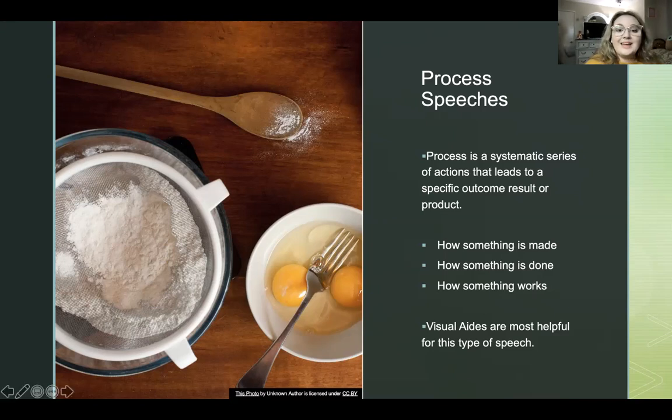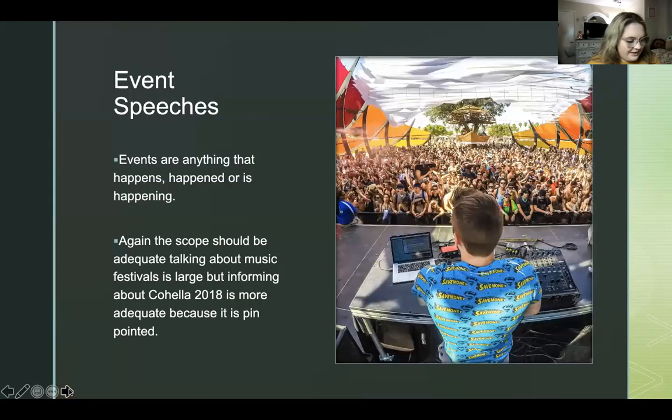So, our next type of speech is event speeches. Event speeches are about anything that has happened, is happening, or is going to happen, like a baby shower, birthday, concerts, election night of 2024. So again, you want to be careful with your scope. You want to make sure it's adequate.